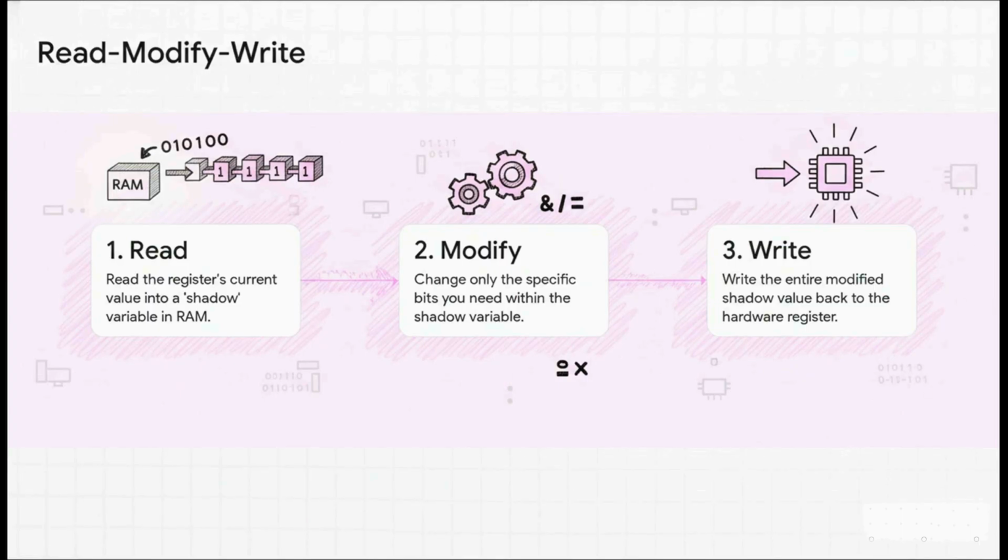And that brings us to the most fundamental safety procedure for messing with bits, the read, modify, write operation. It's a simple three-step dance. First, you read the register's current state into a temporary variable. Second, you modify only the specific bits you care about in that temporary variable. And finally, you write that entire modified value back to the hardware register. This process ensures you never accidentally clobber other important settings in that same register.